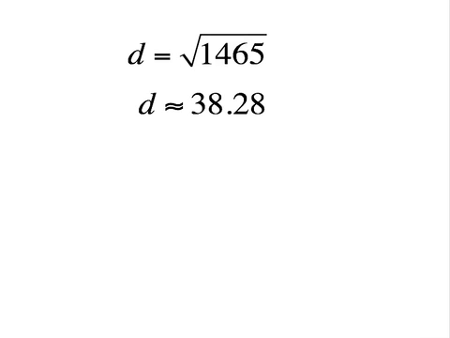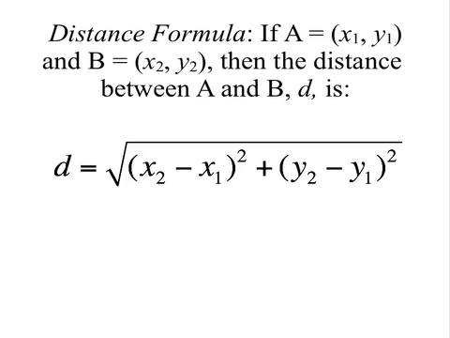38.28. In this lesson, we looked at the distance formula. You find the differences of the x-coordinates and the y-coordinates, square those differences, add the results, and then take the square root of the sum of the differences. And that is the distance formula for any two pairs of points that can be written on a coordinate plane.